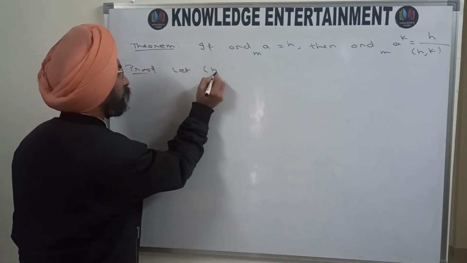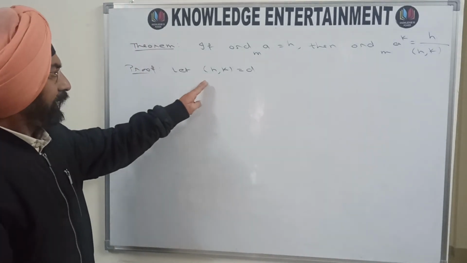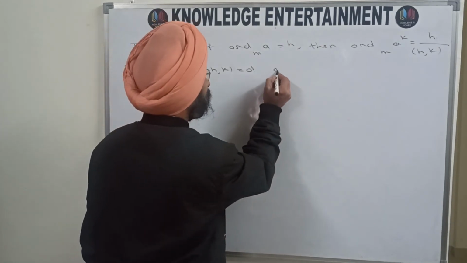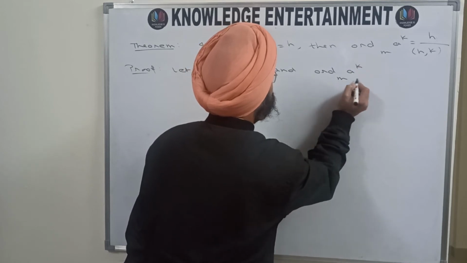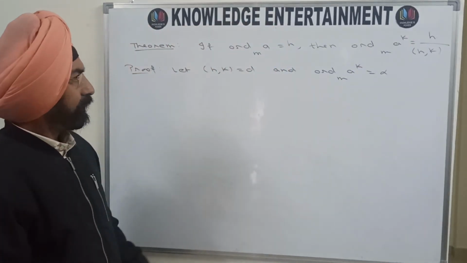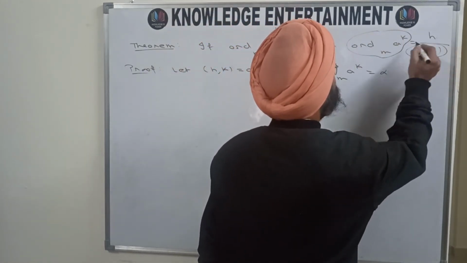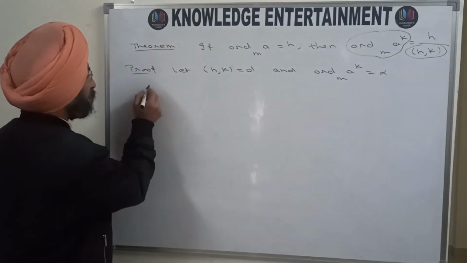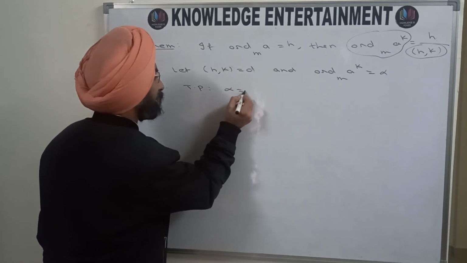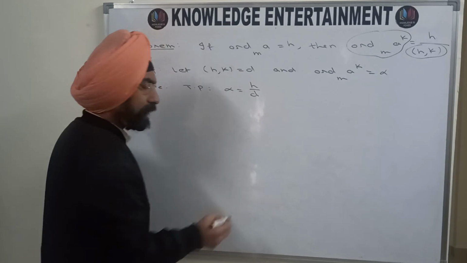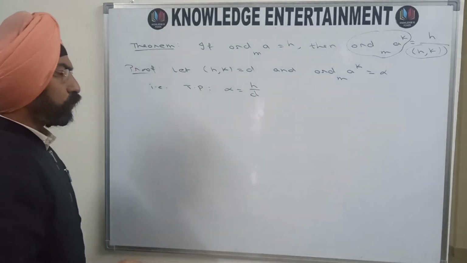Let GCD of H and k be D, and order of A raised to the power k modulo m be alpha. This we have taken as alpha, this we have taken as D. That means what to prove now? To prove now that alpha is equal to H by D. That is now required to be proved.